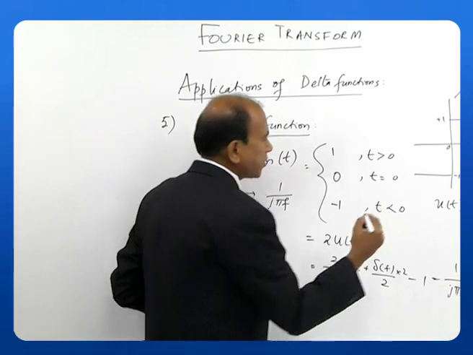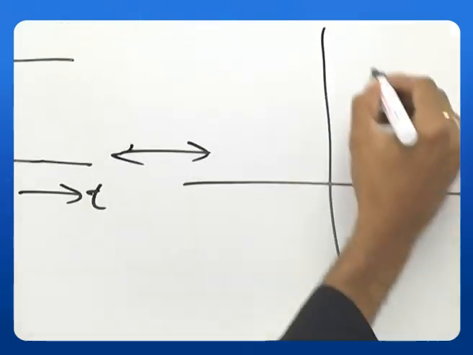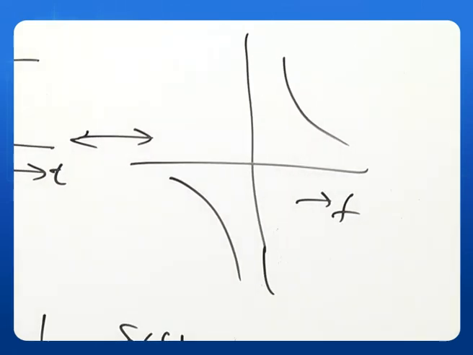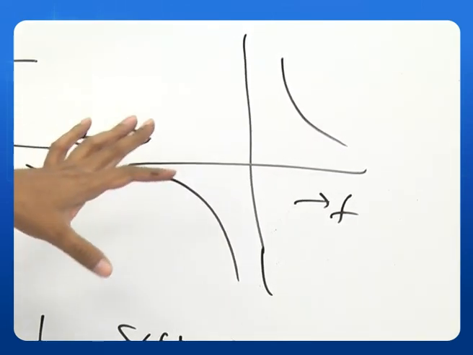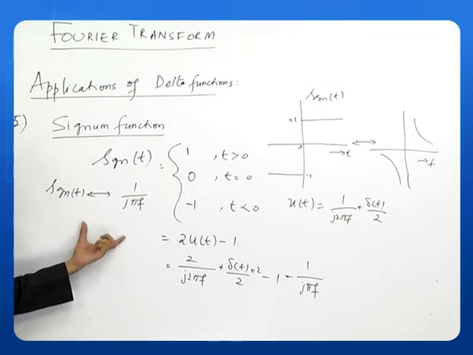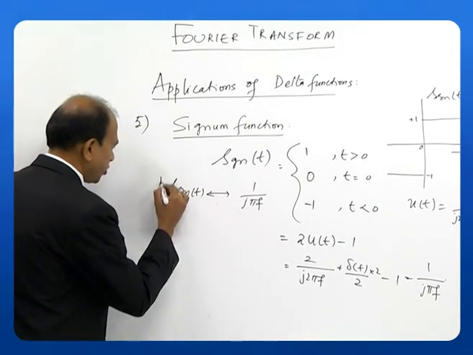So, what will be the Fourier transform here? So, that will look like this, okay, in the frequency domain. So, that is the frequency domain representation of a signum function. Now, I will apply a duality property to this. This is one result which is very good.